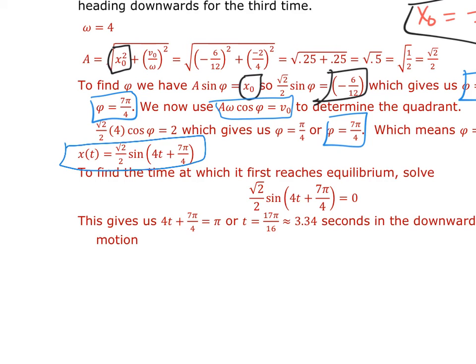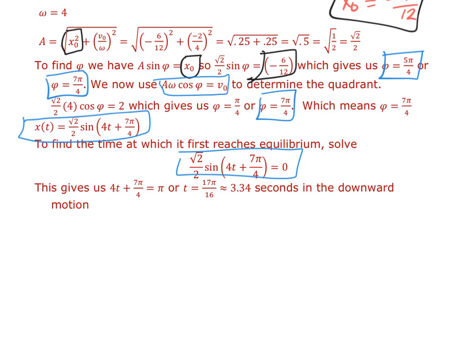The other thing I was chasing is how long does it take to hit equilibrium? Now when I do this, I do the same thing as I did before, and I end up with 4 pi plus 7 pi over 4 is equal to pi, or k pi if you want. And I know in this case it's going to be 3.34 seconds, how long it takes to get there. 3.34 seconds, and it's positive. That means we are in a downward position. So that is the end of this section.